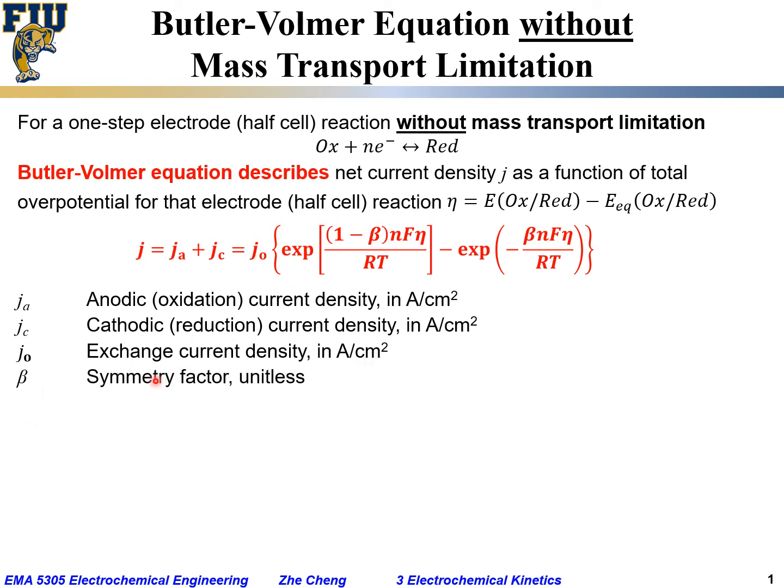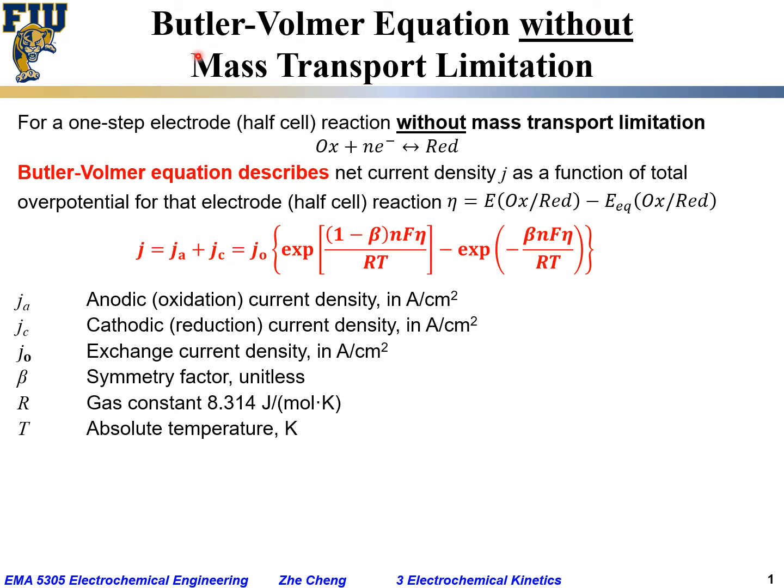Beta, as we explained, would be the symmetry factor, unitless. We'll explain the beta symmetry factor in greater detail later. It essentially tells us the shape of the energy barrier between the oxidized species side and the reduced species side. It also determines the shape of the so-called polarization curve, this J-eta curve. R, as we said, is the gas constant. T is the absolute temperature in Kelvin. Okay, this overall would be the Butler-Volmer equation.